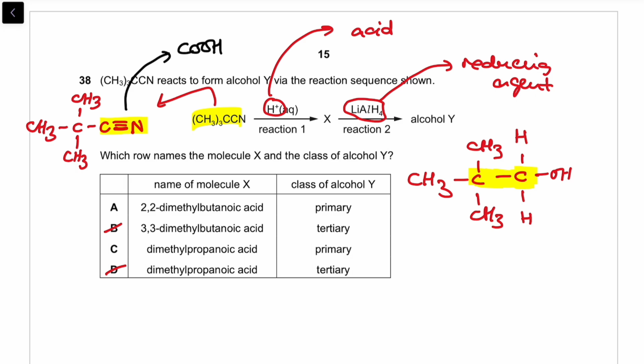Let us name the carboxylic acid that was produced X. We name starting from the functional group. So this is 1, 2, 3, and there are 2 methyl groups. So it's 2,2-dimethylpropanoic acid, but we don't actually have to name the methyl groups here. So the answer is C.